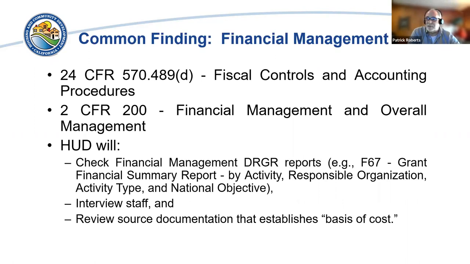So tying those together. I'm going to throw in, it's not on the slide, but another common finding under financial management is program income, which is 570.489(e). Stepping back to 2 CFR 200, it establishes the uniform administrative requirements, cost principles, and audit requirements for federal awards to non-federal entities.